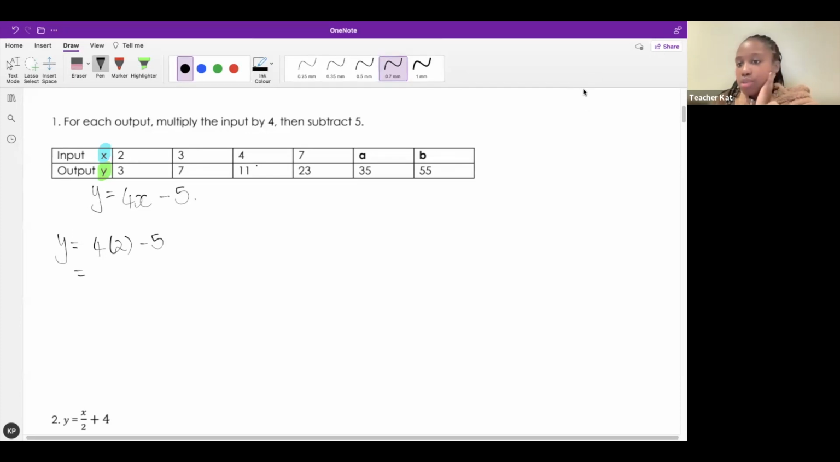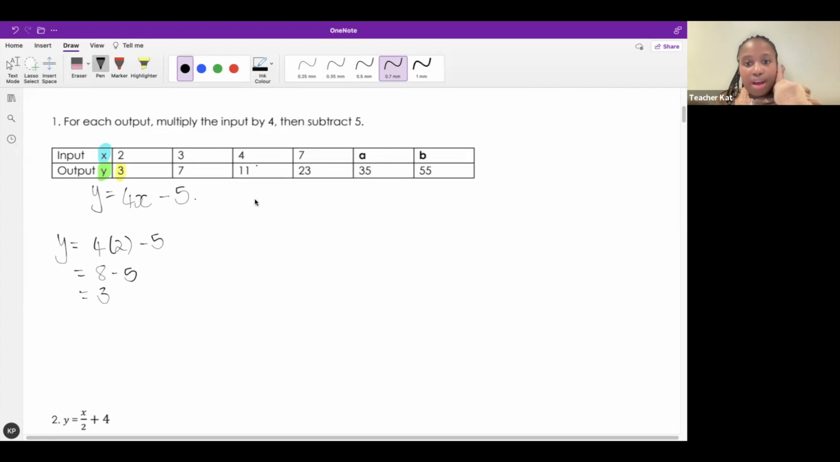So how much is 4 times 2? It is 8. Thank you, Nhlamulo. And if I minus 5, how much do I get? 8 minus 5. I get 3, which is my desired output. So that formula is in fact correct.